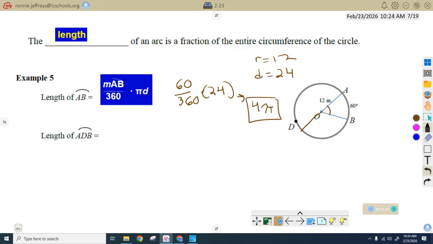I just do the numbers and then put pi in later. Now, on this one here, if this is 60, all this has to be 300. So 300 over 360 times 24. All right, this gives us 20 pi.